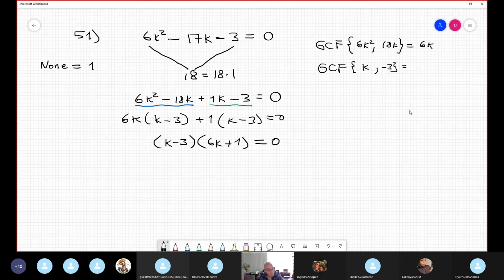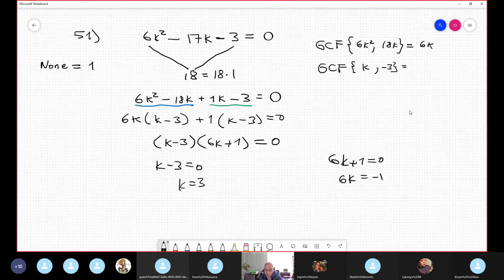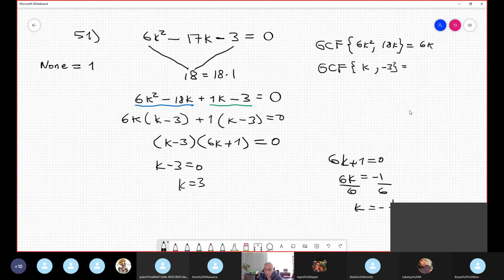You apply the zero factor property. k minus 3 equals 0, and 6k plus 1 equals 0. Okay, k is 3. In this case, 6k is equal to minus 1, divided by 6. k is equal to negative 1 over 6.